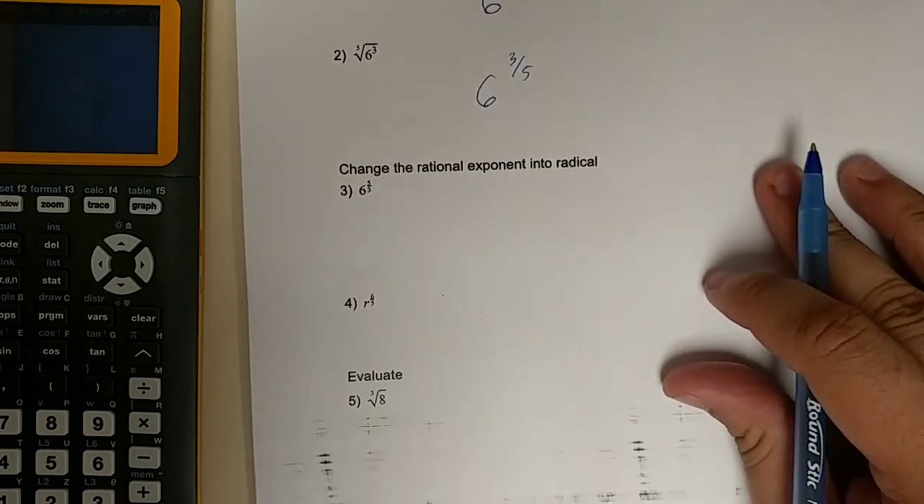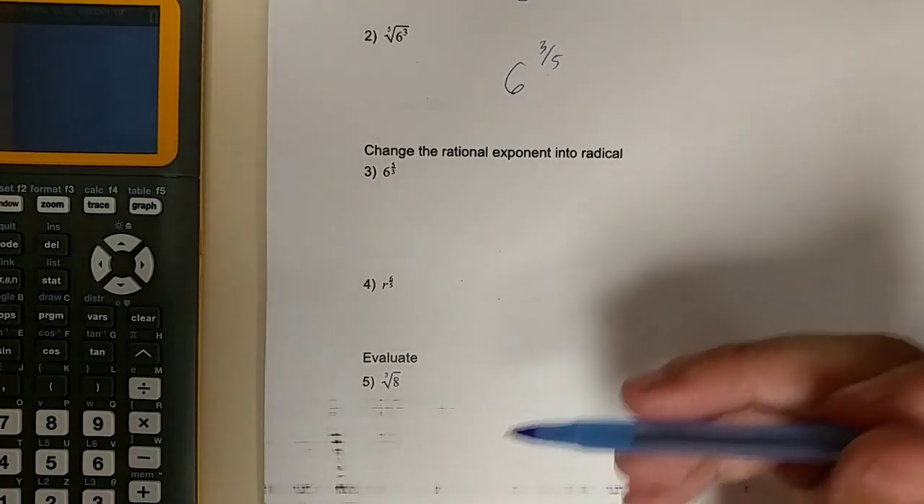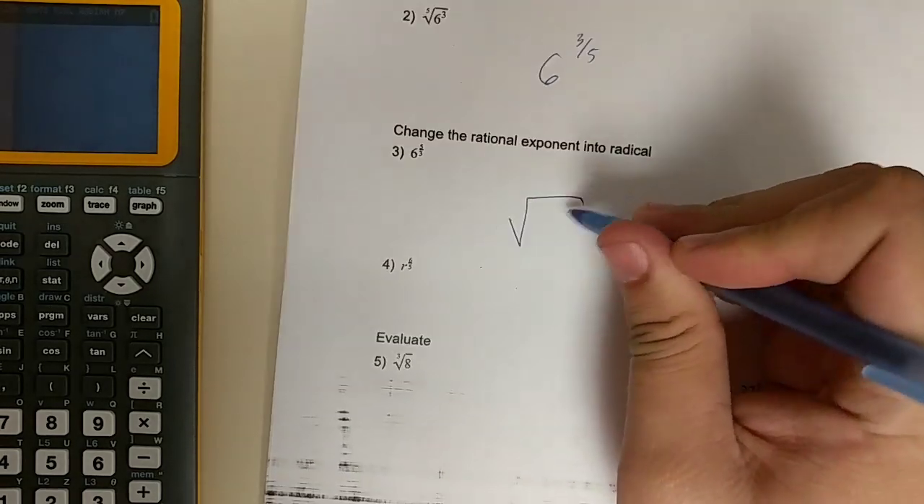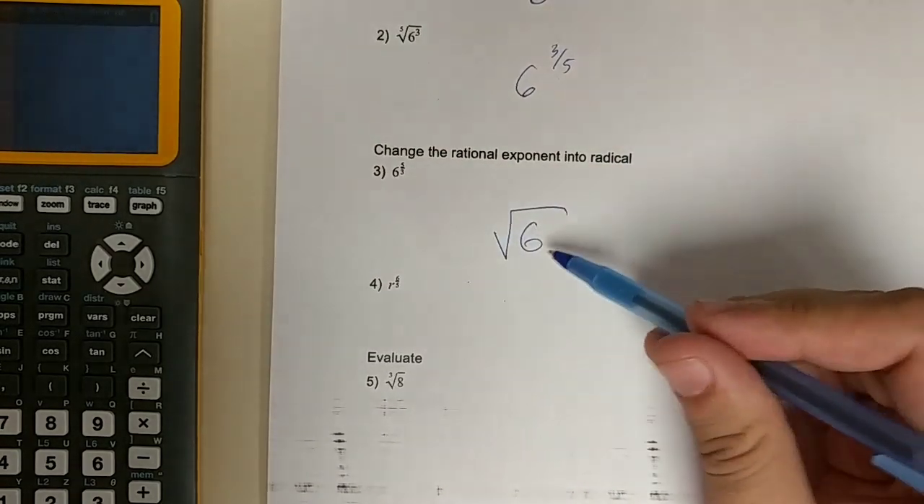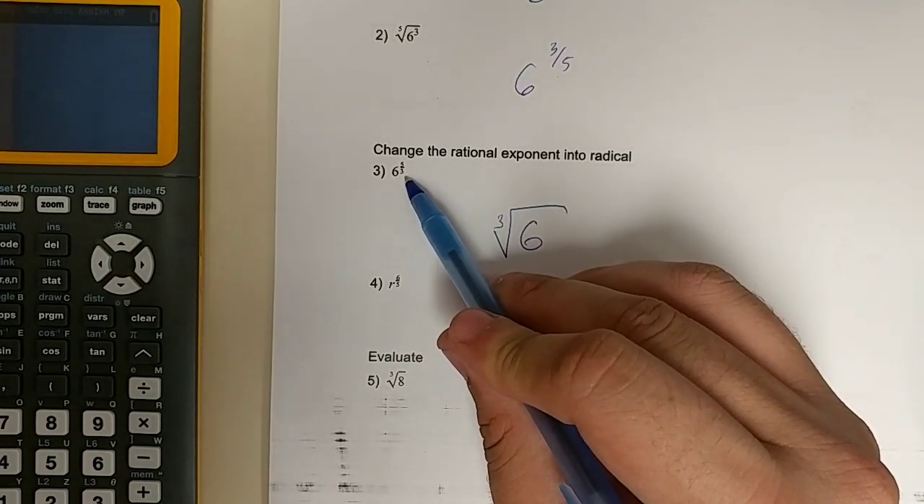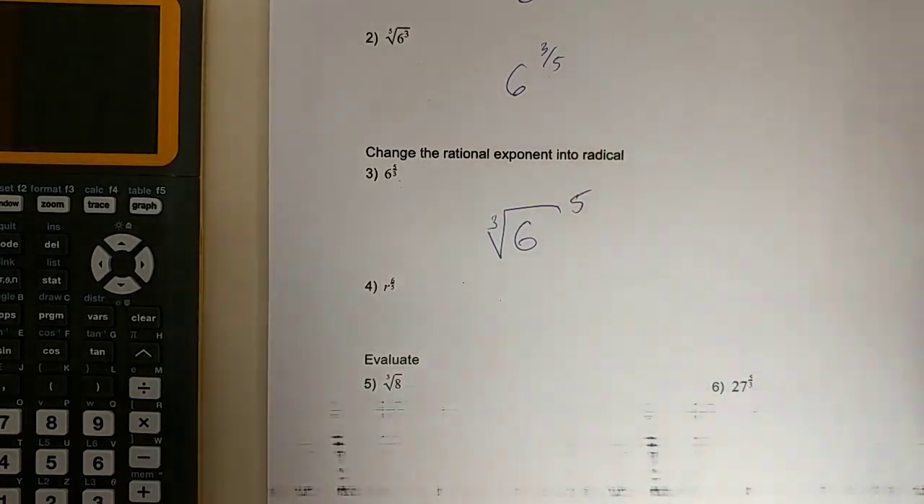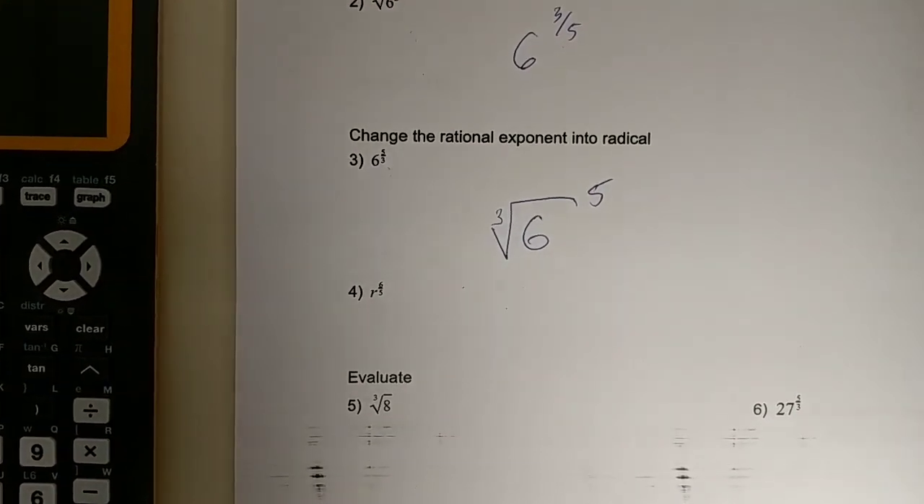Very simple. Of course, the reverse is true too. So this is 6 to the 5 over 3. So 6 will be on the inside, and you put 3 in the root because 3 is on the bottom here, and then 5 on top because 5 is on the top of the numerator as its own exponent.